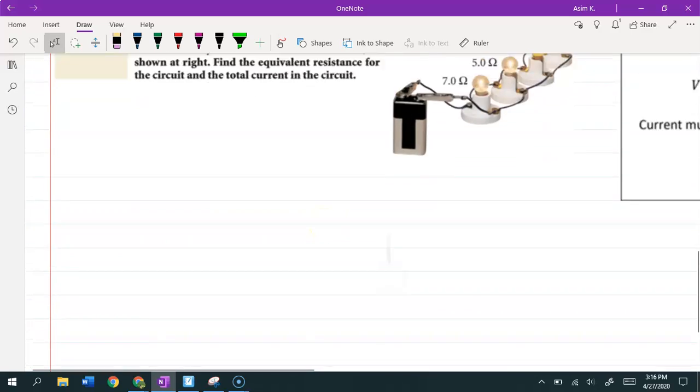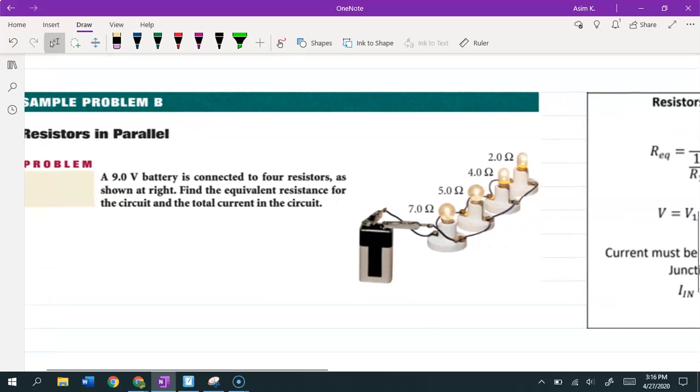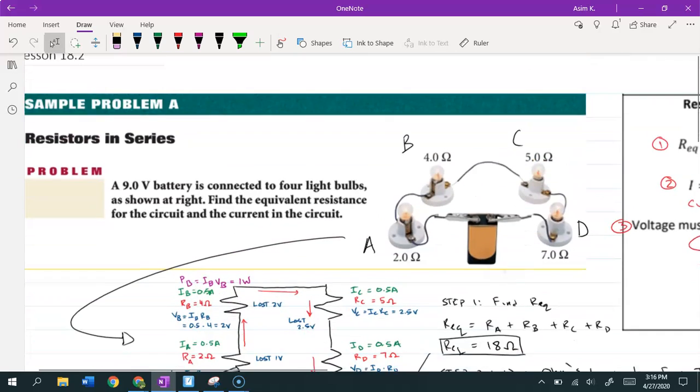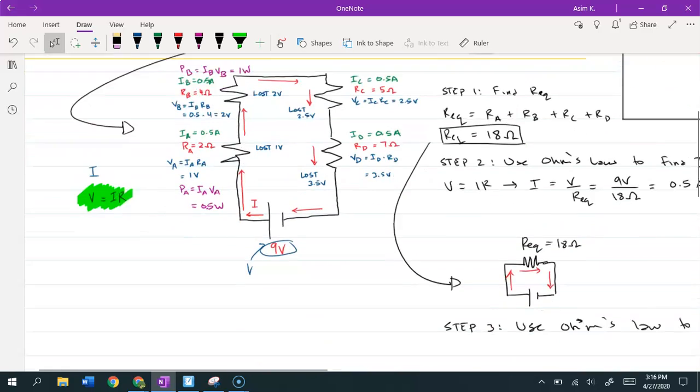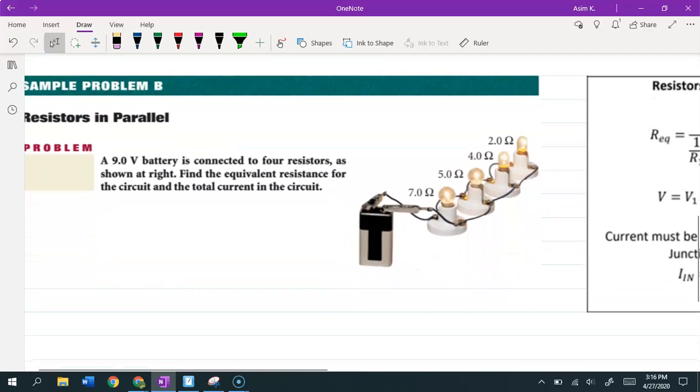Okay, now we're going to try the same exact problem, but we're going to take those same bulbs and wire them in parallel. So this time we're going to have to give them those same exact labels.